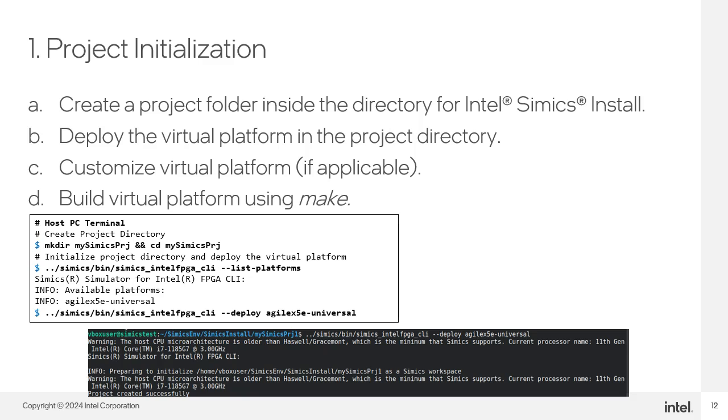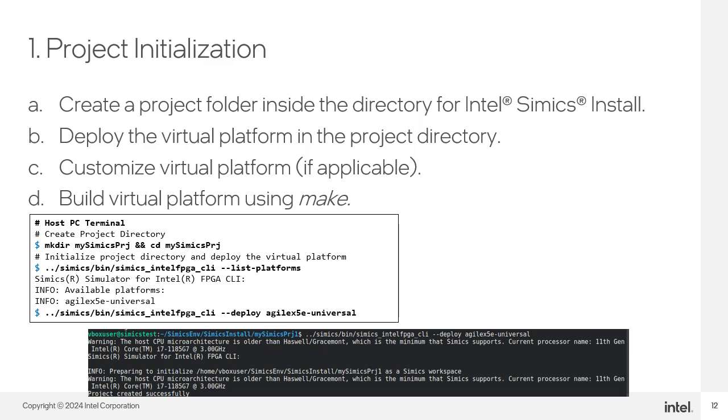Deploying a virtual platform initializes the Intel Simics project directory as an Intel Simics Simulator workspace and copies all the files required to enable the virtual platform to the Intel Simics project directory. These files can include .simics scripts, Python components, DML models, and documentation.